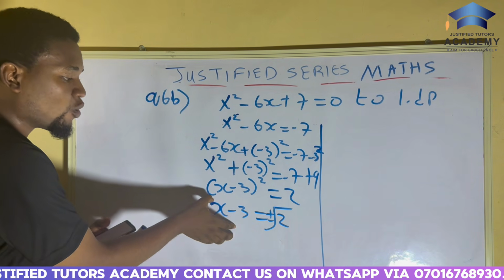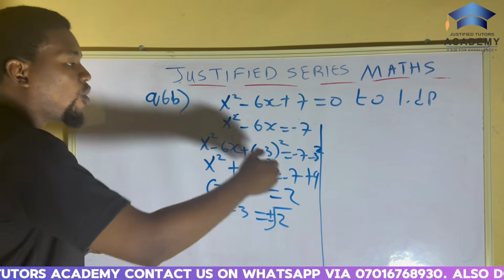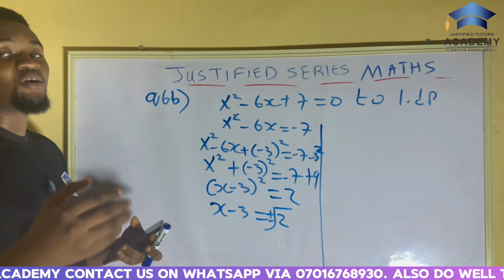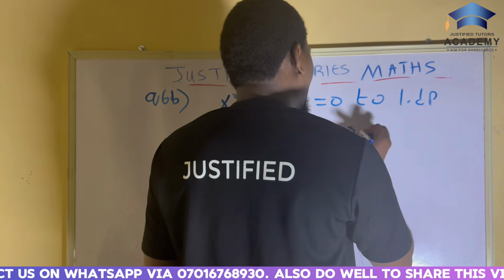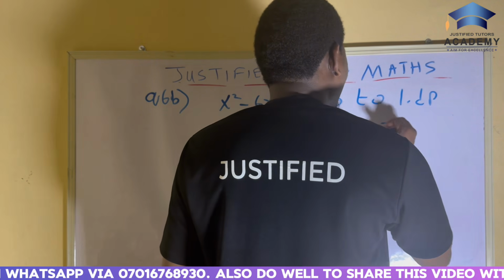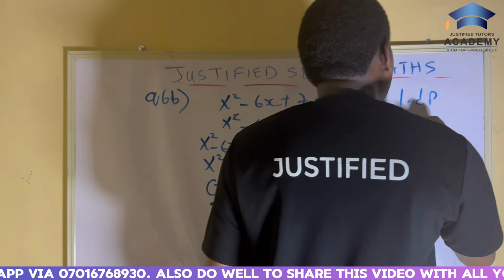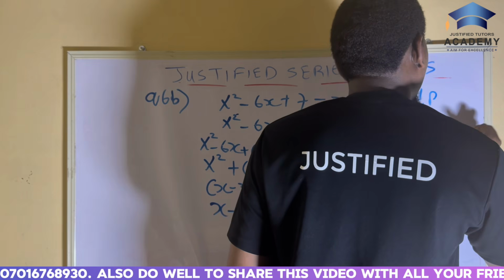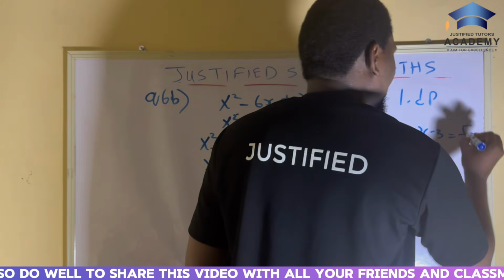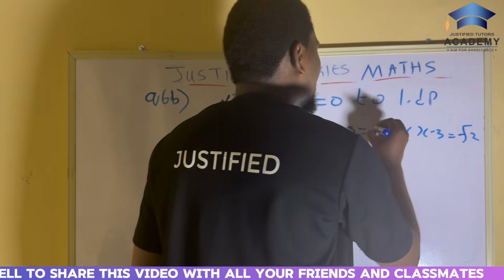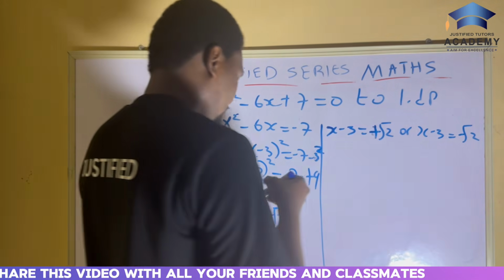X minus 3, we plus it or we minus it. And that will give us our roots. Now let's go. X minus 3 equals minus square root 2, or x minus 3 is equal to square root 2. Are you getting me? Let me put the plus sign here and put the minus here, so that we don't get ourselves confused. So that's it. Are you getting me now?